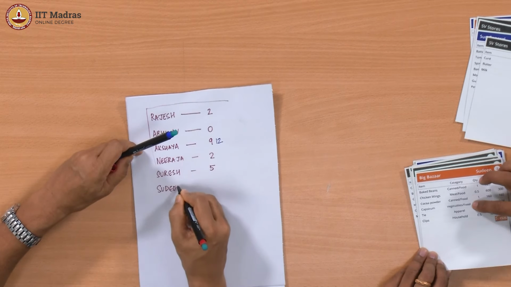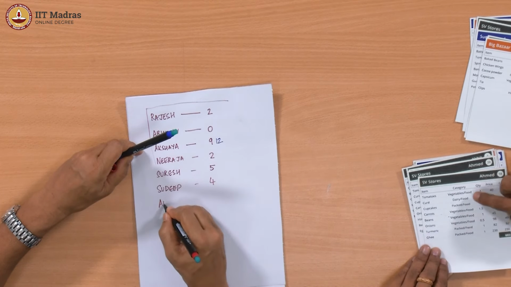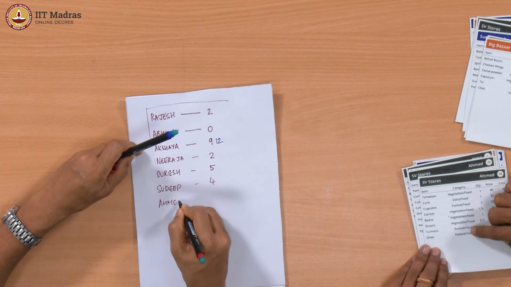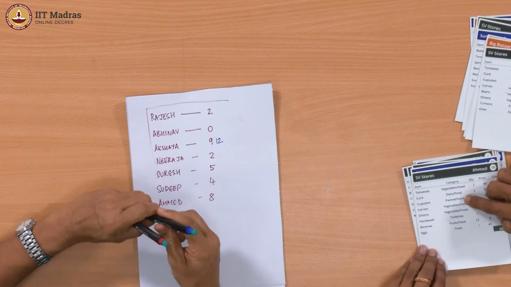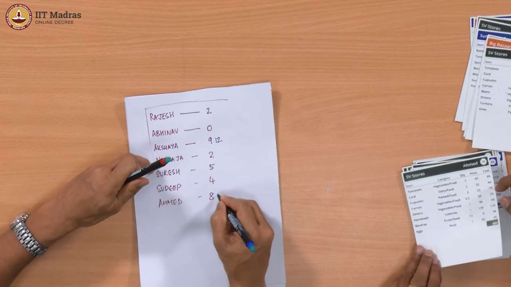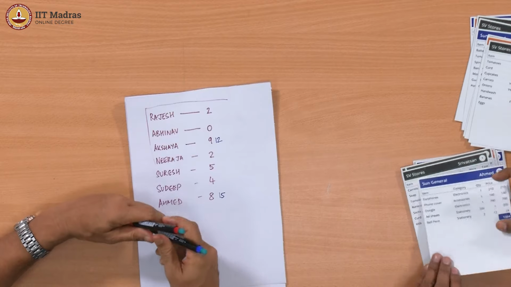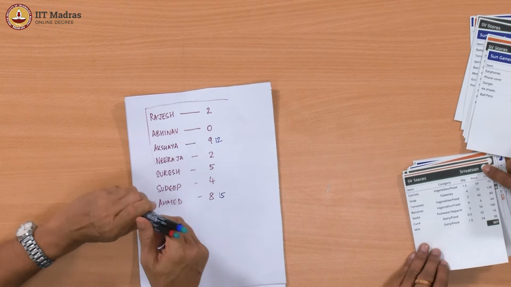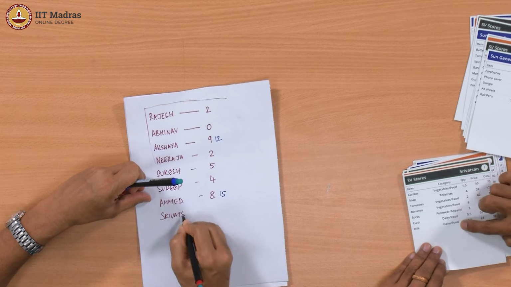1, 2, 3, 4. Okay. Ahmed. 1, 2, 3, 4, 5, 6, 7, 8. Again Ahmed. 1, 2, 3, 4, 5, 6, 7. So that becomes 15. Then there is Ahmed again, but 0. No update. Srivatsan, new name. 1, 2, 3, 4, 5.